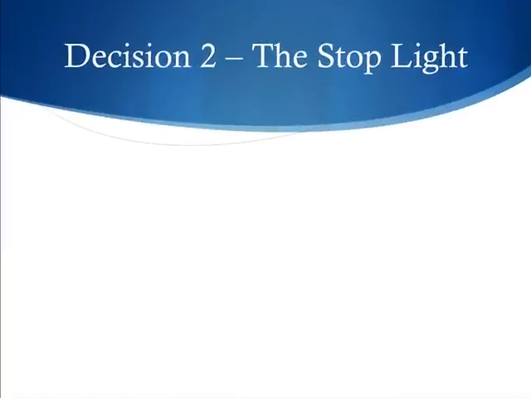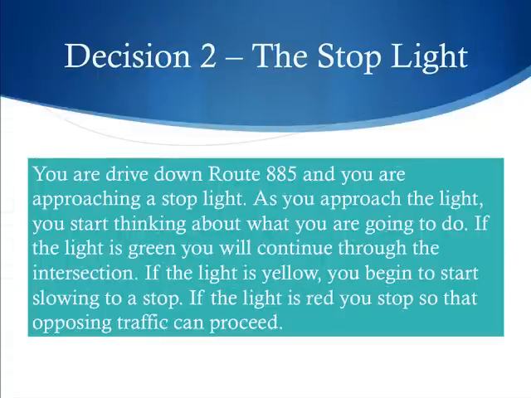Let's look at the stoplight decision, right? All right, you're driving down 885, you approach a stoplight. You start thinking about what you're going to do. If it's green, you can go. If it's yellow, you got to slow down. And if it's red, you got to stop.